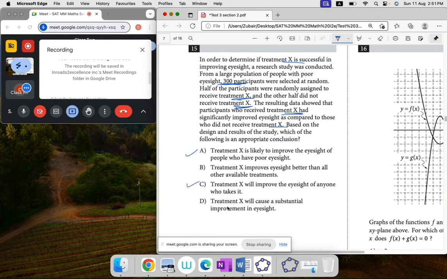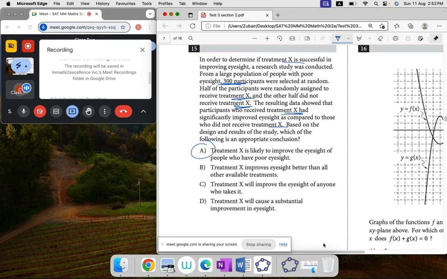Now we have two comparisons. Treatment X will cause a substantial improvement. What are you doing? I think A, C, and D are answers. I would reject A because we've selected random people from a large population, people with poor eyesight. Okay, treatment X will improve the eyesight of anyone who takes it. I think A. What do you say?